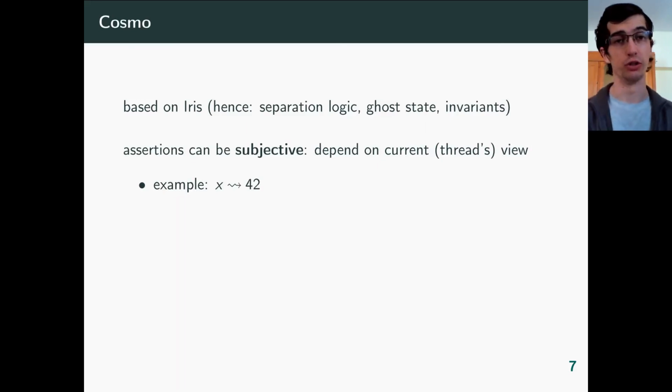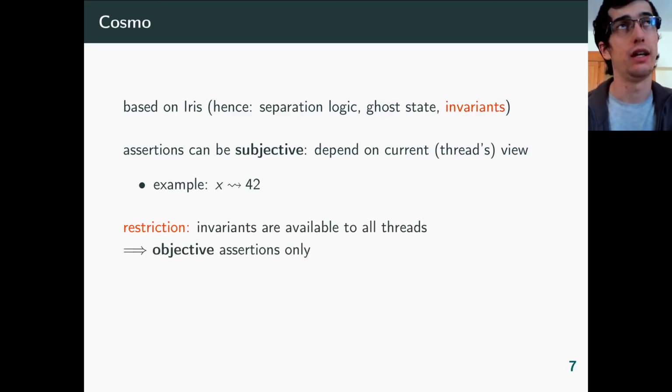A few words about Cosmo. Cosmo is based on Iris, hence we inherit all of its features, separation logic, and so on. Its distinctive trait is that, in general, assertions are subjective. We are reasoning under an implicit ambient view, which represents the current view of the current thread, and assertions may depend on it. For instance, x points to 42 is subjective. Maybe we see that x is storing the value 42 because we have written it, but our write has not been propagated to other threads yet, and they still see another value for x.